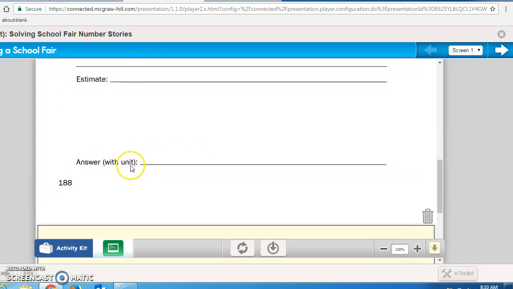And don't forget to label it with units. Is the unit the tap dancers, the tumblers, the singing group? Is it the jugglers? Make sure you put that unit down. Pause the recording now and finish Math Journal page 188. Then I want you to bring it to me so I can see your work.